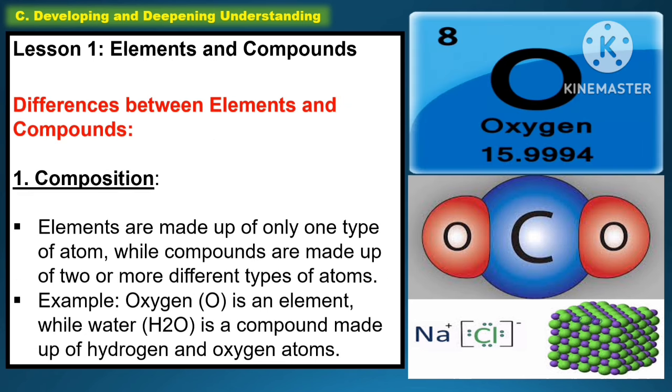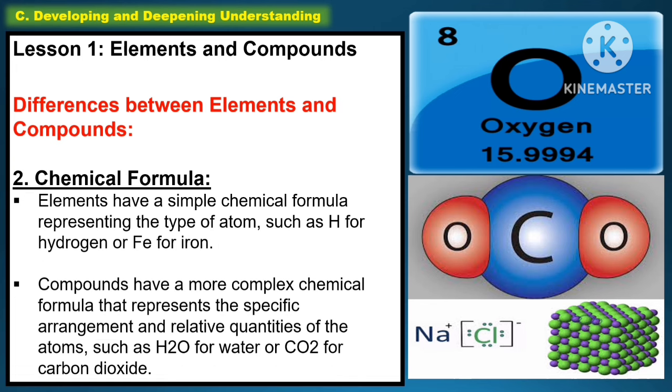The following are the differences between the element and the compound. The first one is the composition. Elements are made up of only one type of atom, while compounds are made up of two or more different types of atoms. Example, oxygen is an element, while water is a compound made up of hydrogen and oxygen atoms.